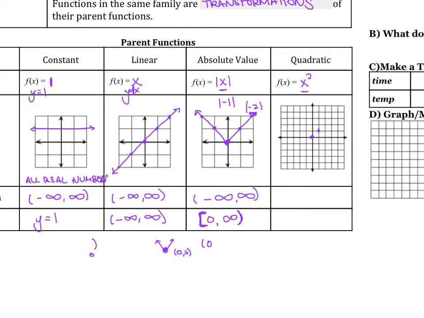If you plug in a 2, 2 squared is 4. So write 2, up 4. And then if you plug in a negative 1, negative 1 squared is just a positive 1. And so notice that it's just going to go across. If you plug in negative 2, you get a positive 4, and then it makes this graph, a parabola.